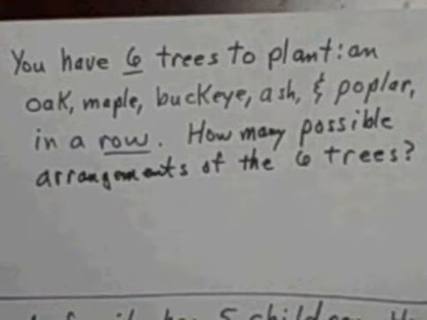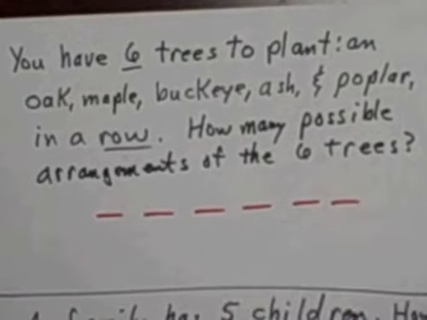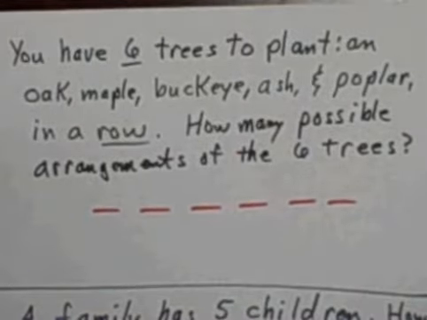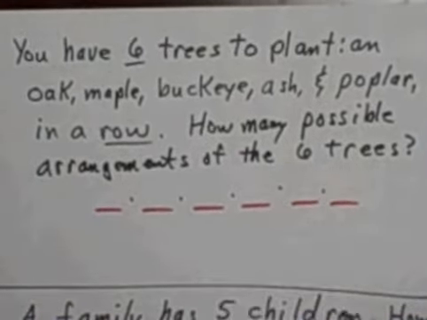Okay? We know that what we have to choose from are 6 trees, and we know that the action involved is planting the trees. So we have to plant 6 trees, so there are 6 actions, so there are 6 trials. So we will make 1, 2, 3, 4, 5, 6 blanks, okay? And we know that according to the fundamental law of counting, whatever numbers go in here, we are going to multiply them all together.